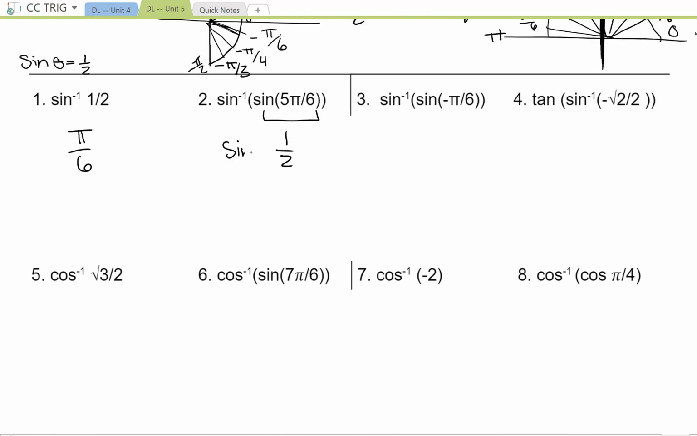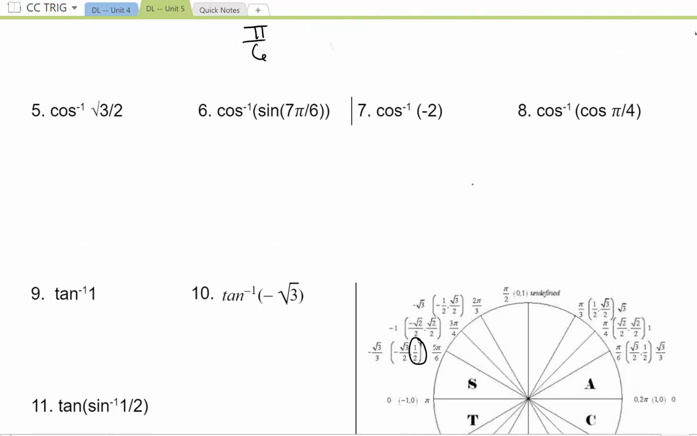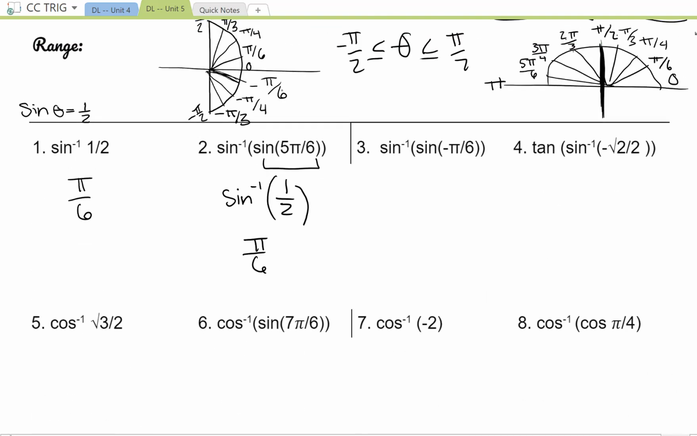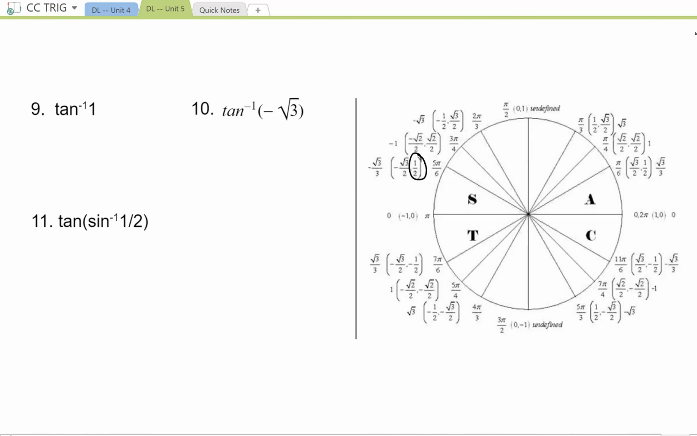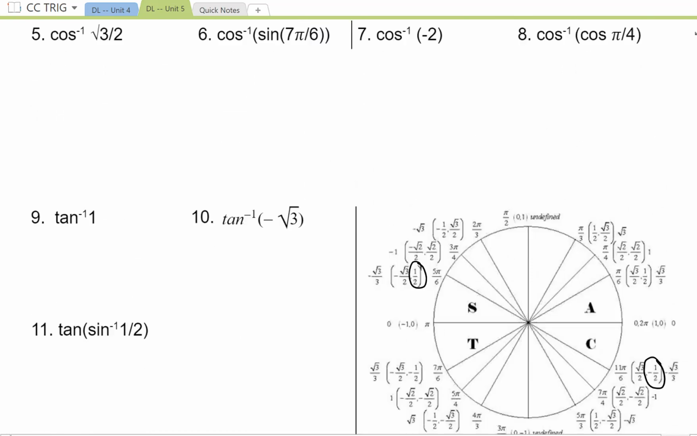Sine inverse of that result. What angle of sine gives me 1/2? Hey, we did that in number 1. That's pi/6. Sine of negative pi/6. Remember, negative pi/6 is the same as 11 pi/6. The y value at 11 pi/6 is negative 1/2.